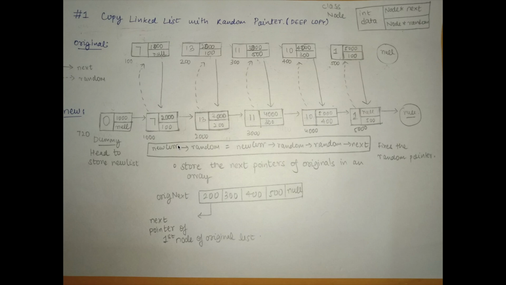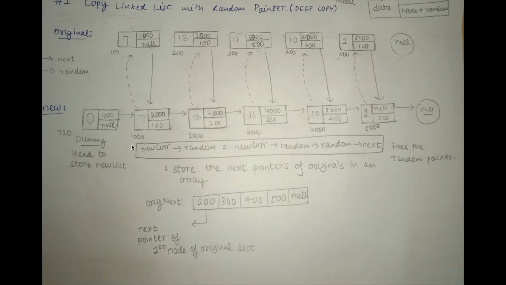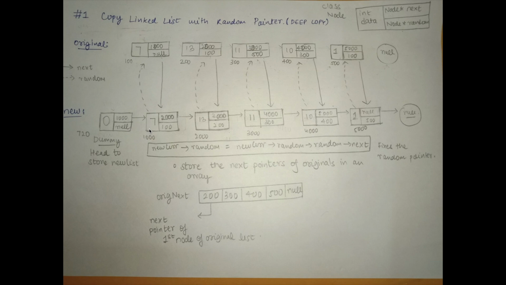After all of the random pointers are fixed, we want the original list restored back to its proper state. After we have restored the original nodes' next pointers back to their previous state, we will just return the dummy's next. The dummy's next will have the head of the newly created linked list, and that is what we wanted.